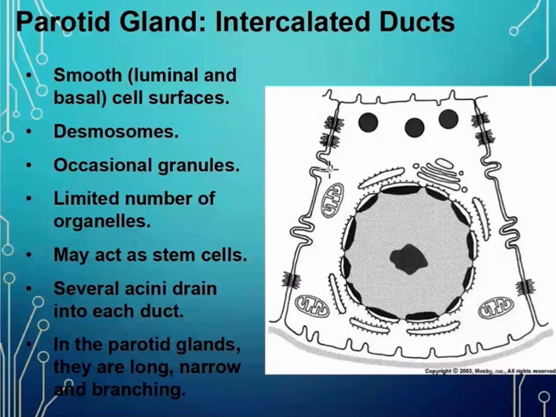Several acini drain into the intercalated duct in the parotid gland, and they are characteristically long, narrow, and branching, because we have watery secretion of protein synthesis.